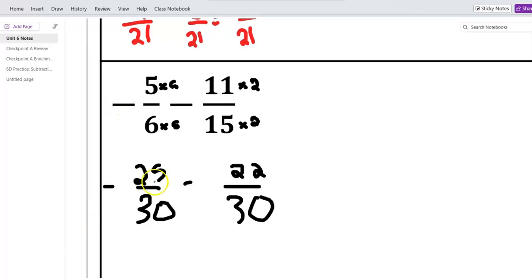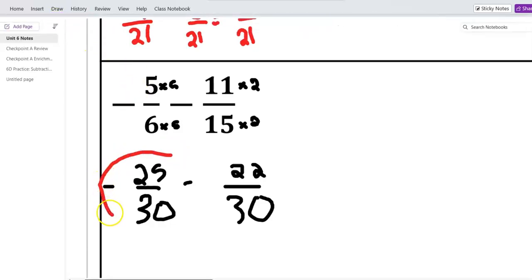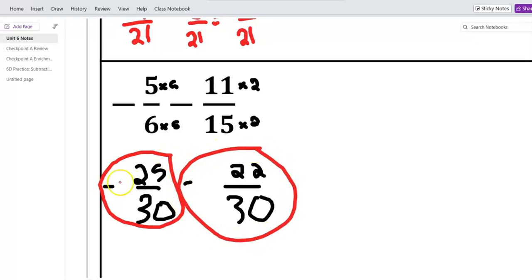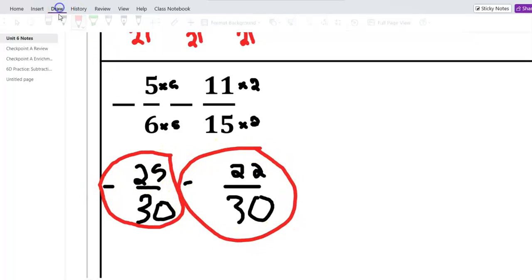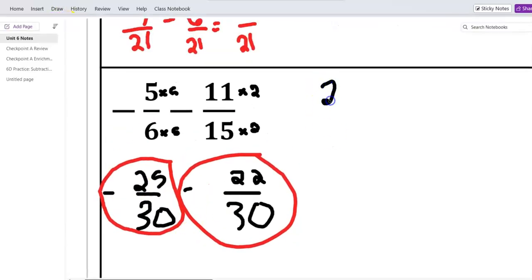Alrighty, so on our last video, we left off right here on a little bit of a cliffhanger. So we need to circle up our numbers and the signs in front of them. And I can see that the minus and the negative, those are the same signs. And so we would need to add these. So we'd have 25 over 30 plus 22 over 30.